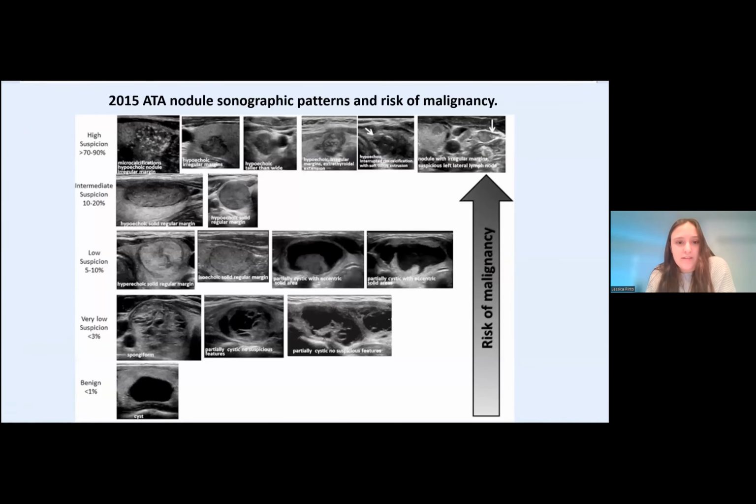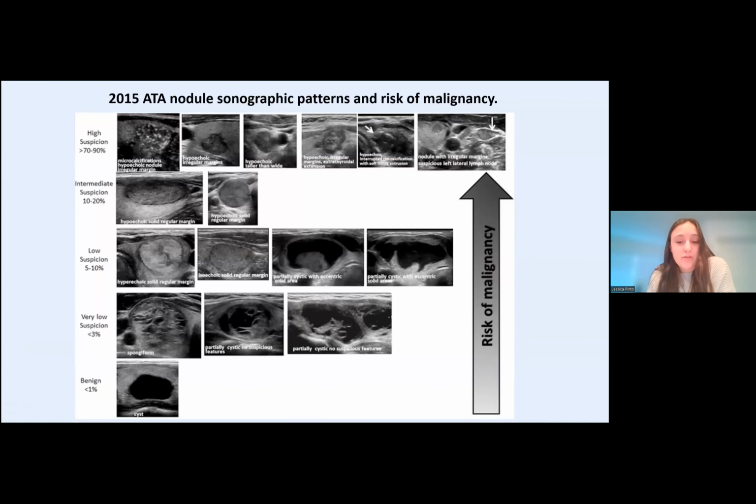The ATA also has this wonderful table that shows you the different sonographic features that are described in the previous table and what they would look like on an ultrasound, in increasing order of malignancy from bottom to top. And so this is kind of fun to look at. I think when I did a thyroid elective, sorry, an endocrine elective, they had this all over the wall everywhere.